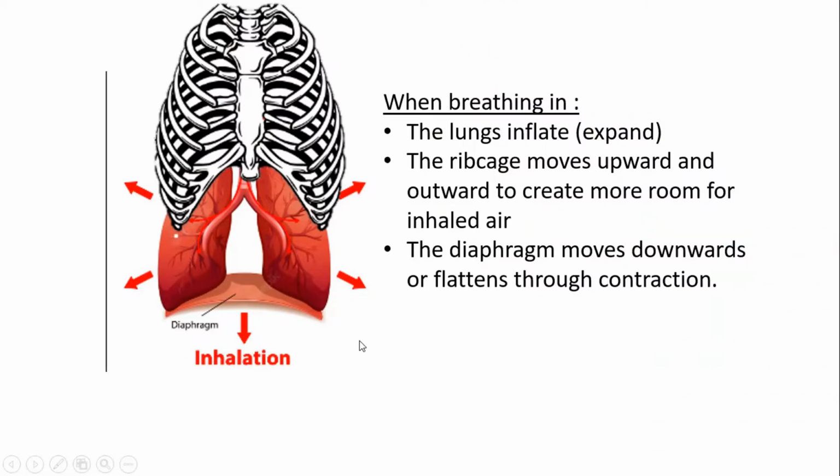What happens when we breathe in? The lungs, once you breathe in, get air, and for that reason they inflate or expand. These bones represent the rib cage. When you breathe in, the rib cage also moves upward and outward to create room for these lungs, as you're going to see. Then there is the diaphragm. This part moves downward, as you can see from this direction, or we say it flattens after contracting, as follows.